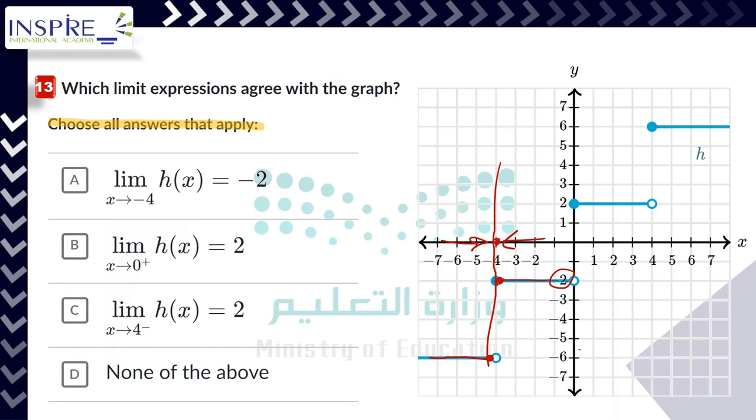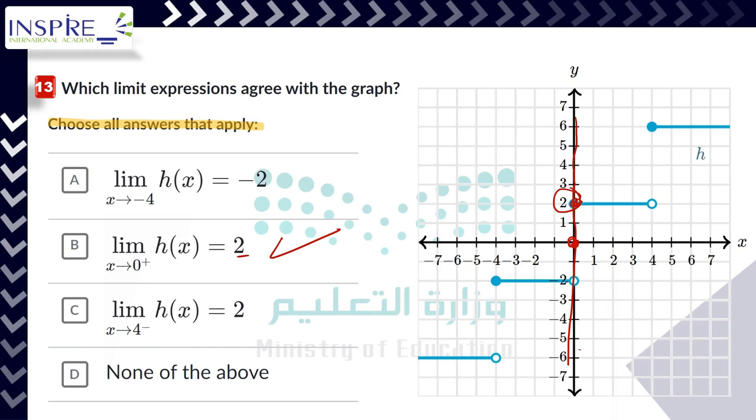Let's check the second one. Limit of h of x as x approaches the number 0 from the right side, only from the right side. So we'll locate the number 0, draw our line, and trace the function from the right side. You could tell me there's a line up there, you can trace it, it's okay, but you must continue tracing the function. I'll trace the function till I stop at the line. Here is the line, and we stopped at the number 2. It's 2, so this one is correct.